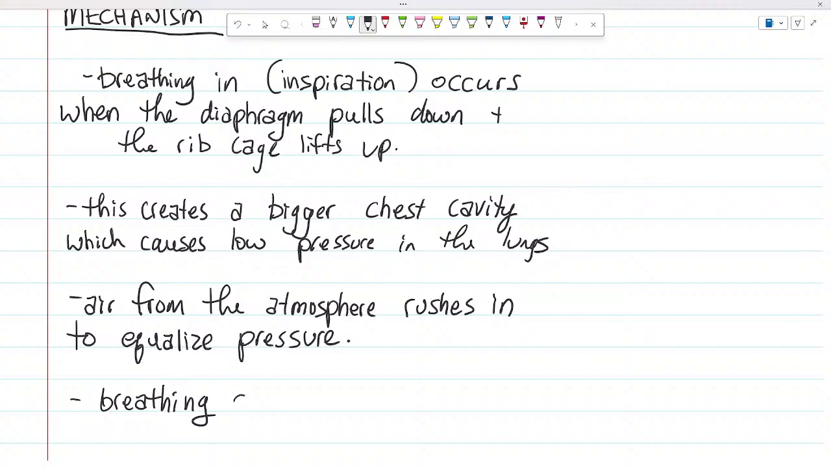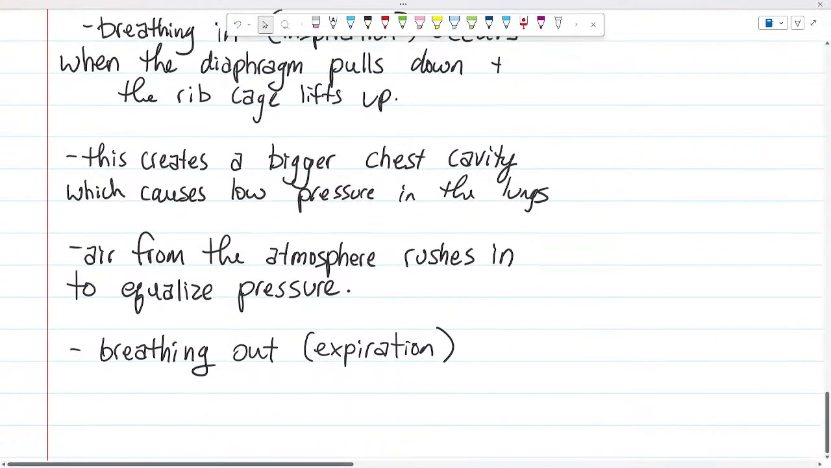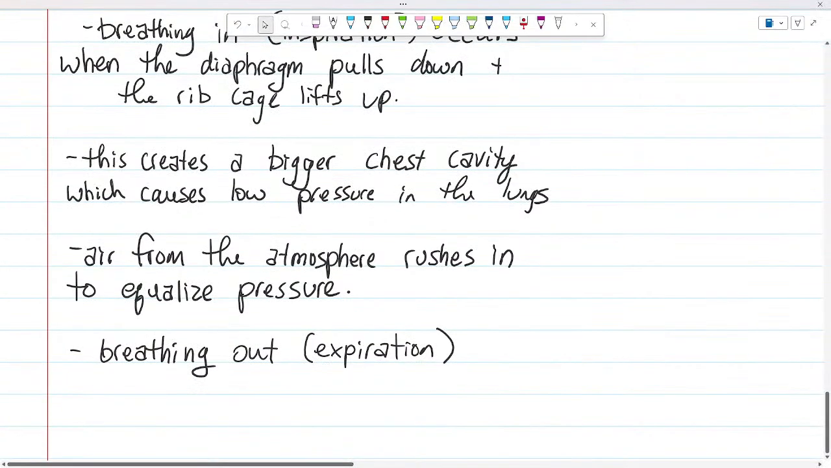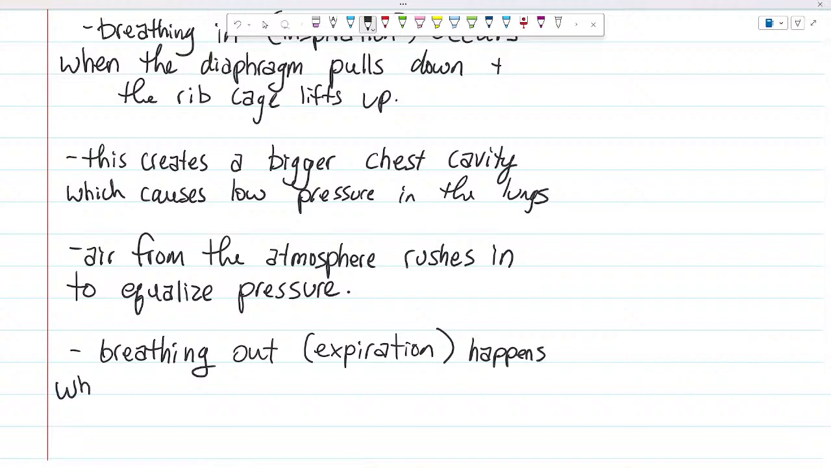Anyway, breathing out, what do we call that? Expiration. So when we say an expiration date, it literally means when someone breathes their last breath out. Breathing out happens when the diaphragm and rib cage relax.